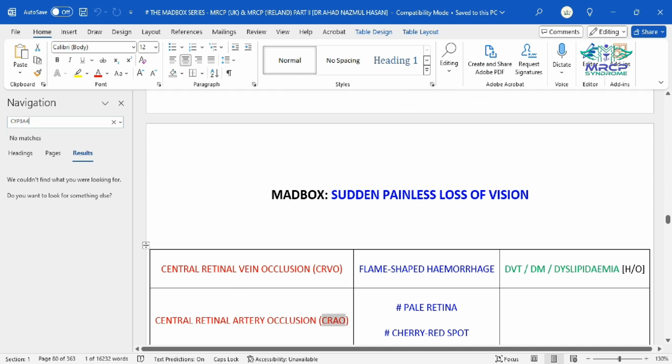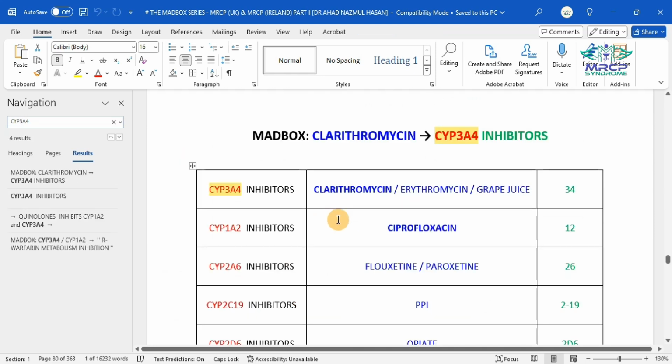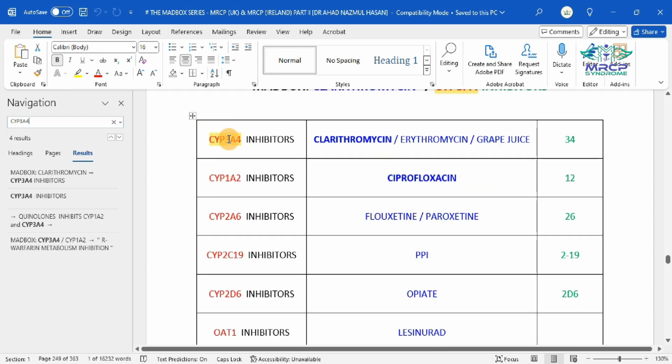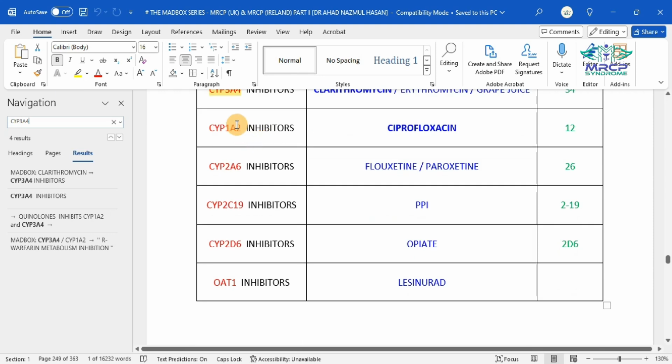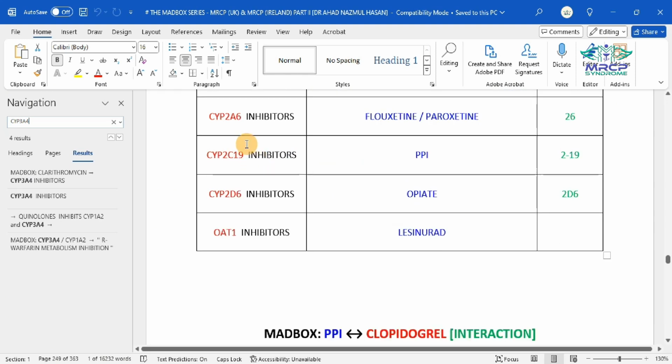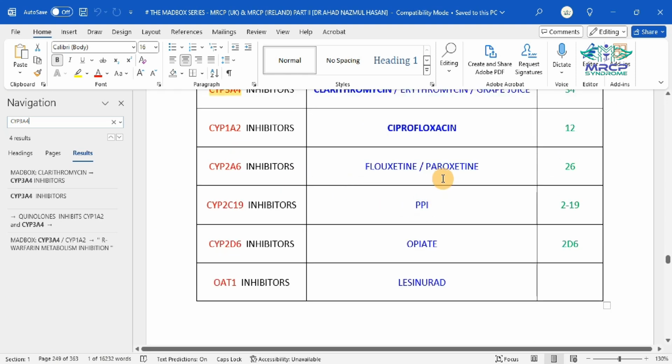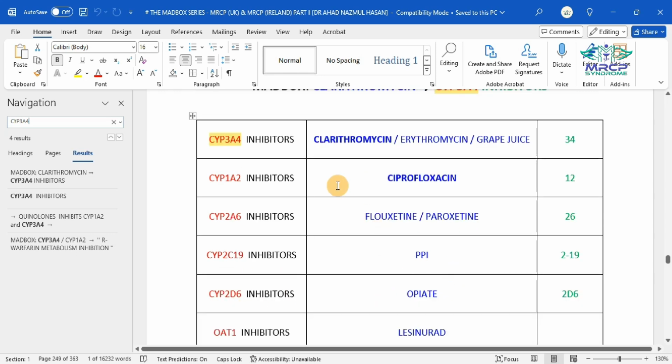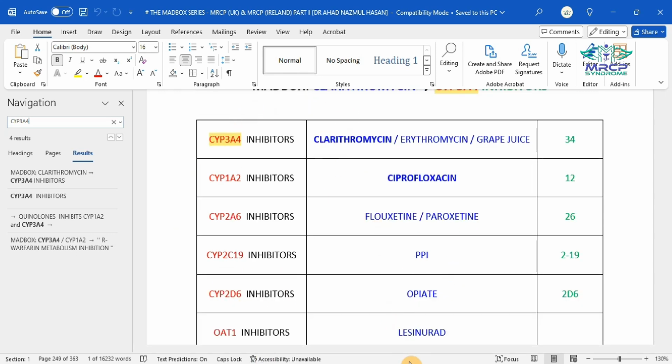CYP3A4. So clarithromycin, erythromycin, grape juice, they are related to cytochrome P450 3A4. 1A2: ciprofloxacin. 2A6: fluoxetine, paroxetine. 2C19: PPI. 2D6: opioids. And one inhibitor is lesinurad, and all of them are inhibitors.